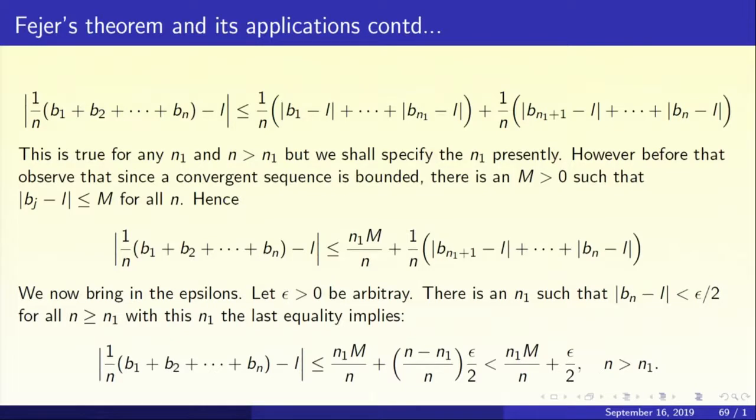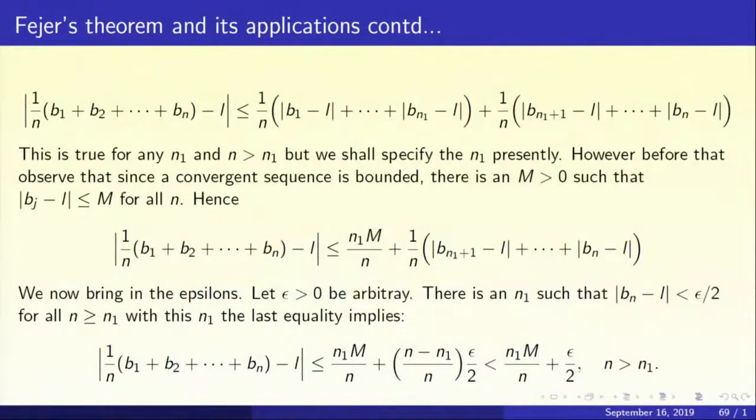Plus |bn − L|. Now, we bring in the epsilons. Let epsilon greater than 0 be arbitrary. There is an n1 such that |bn − L| < epsilon by 2 for all n bigger than or equal to n1. Because the bn converges to L, I simply applied the epsilon definition of convergence.